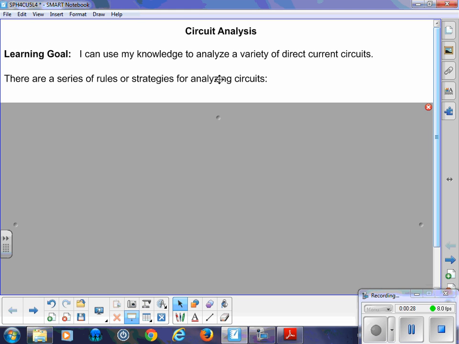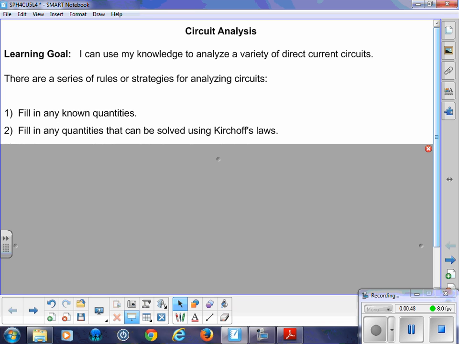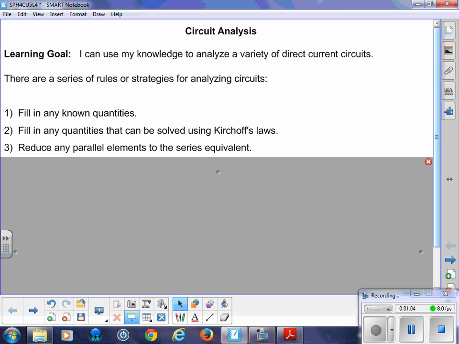So there's a series of rules or strategies for analyzing circuits. I'm going to go through them quickly because experience is the best thing, but here are your general rules to follow. Fill in any unknown quantities. You're going to be able to look at a circuit and say, oh, I can fill in some quantities here so I have more information. Next, number 2 is fill in any quantities that can be solved using Kirchhoff's laws. So that is your current law and your resistor law. And again, when you see it in practice, and I explain it as we go through, it'll make a little bit more sense.